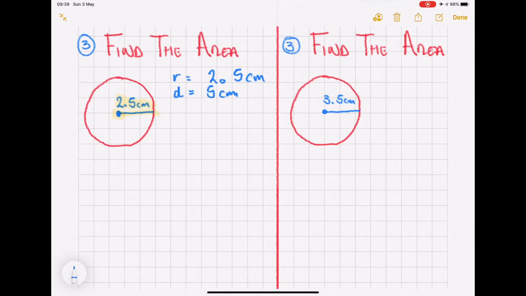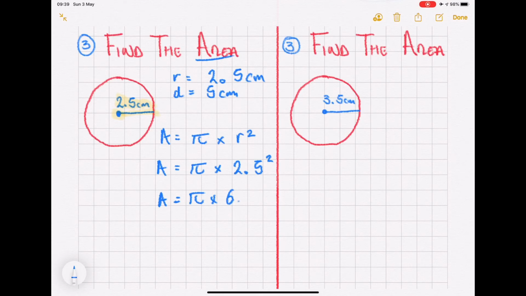Okay, we're finding the area. So let's write our area equation. So area equals pi times by r squared. Now let's substitute in our r value. So area equals pi times by 2.5 squared. Okay. Now let's actually square our 2.5. And so you might have to get a calculator for this. And if you do, you end up with pi times by 6.25.